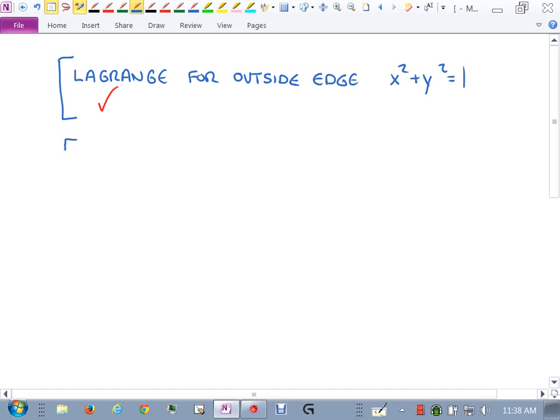The next part is inside. So be looking at x squared plus y squared less than 1. So on the inside, all I need to do is take the partials, set them equal to 0, find critical points. So what is the partial of f with respect to x? We said it was what, 2x? What's the partial of f with respect to y? Is it 4y? Set these equal to 0.